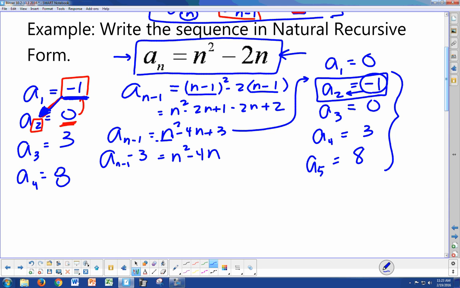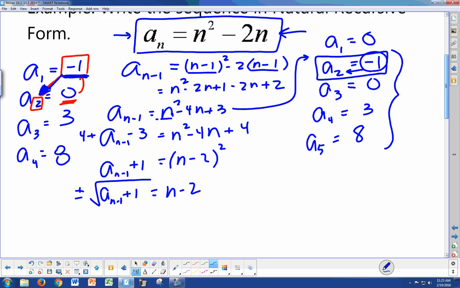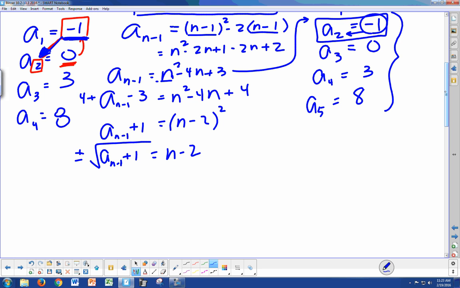Of course, if we're going to solve for n, we're going to have to complete the square, which is pretty much standard fare in algebra. So that's going to give us a sub n minus 1 plus 1 is equal to n minus 2 quantity squared. Take the square root of both sides, we get n minus 2 is equal to the square root of a sub n minus 1 plus 1. And I want to point out at this point we should have a plus minus in the front here, but we're going to notice that in this particular problem with sequences, we can omit that minus symbol, and we'll show that in the solution in just a minute.